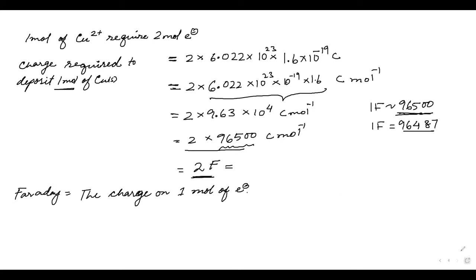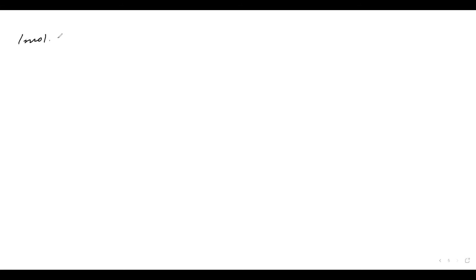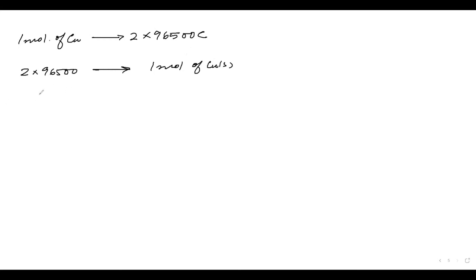Now what we will do, the next page, is that we have this information: 1 mole of copper requires 2 into 96500 coulombs. That means if we have 2 into 96500 coulombs, we will get 1 mole of copper solid. If we have 1 coulomb of charge, then we will get 1 upon 2 into 96500 mole of copper solid. Any difficulty till here?